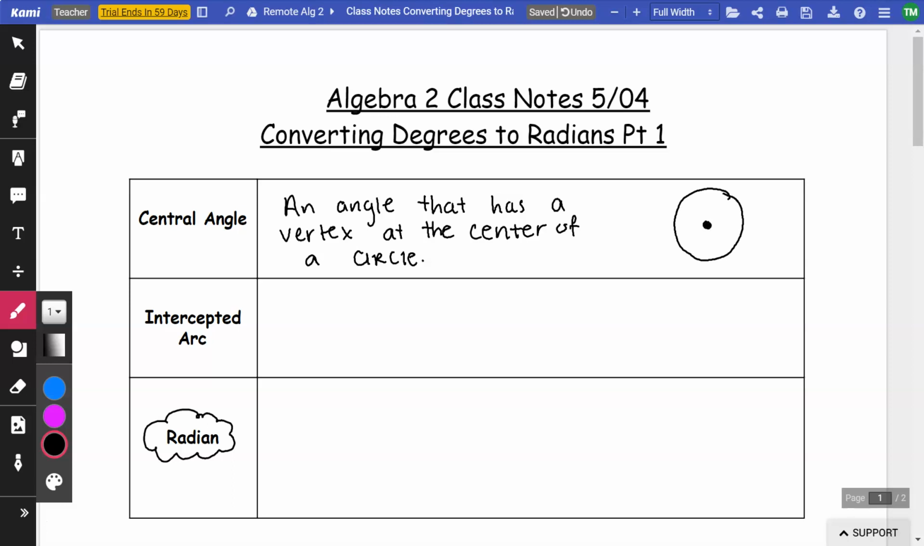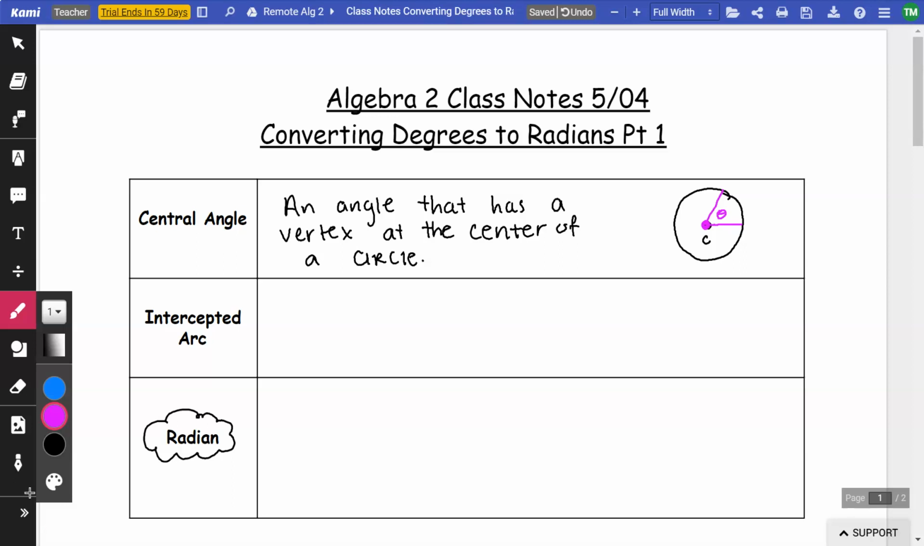So here's a circle, here's the center of my circle, and then I'm going to draw an angle with its initial side here and its terminal side here. And as you can see, that angle theta is a central angle because its vertex, where the terminal side and the initial side meet, is in fact at the center of the circle.